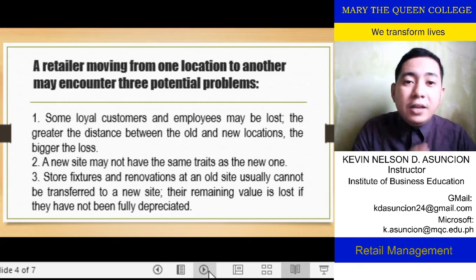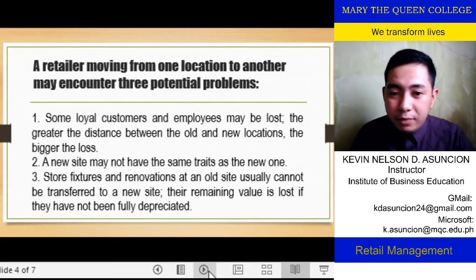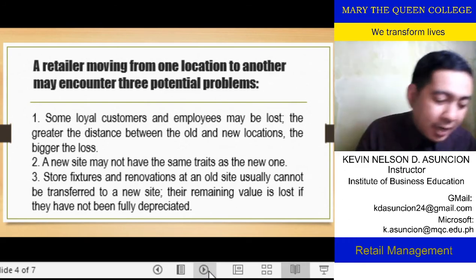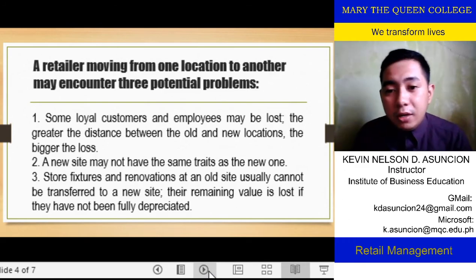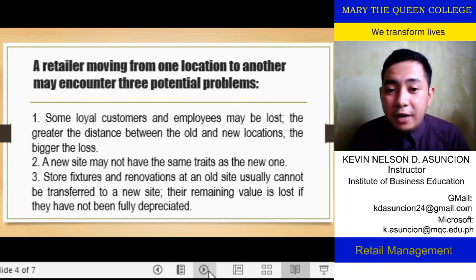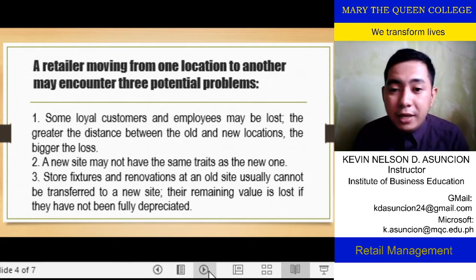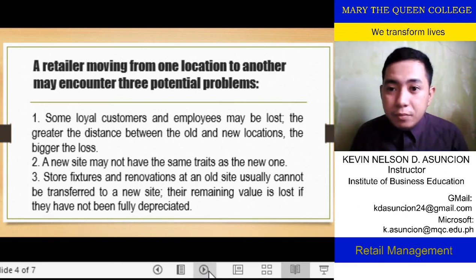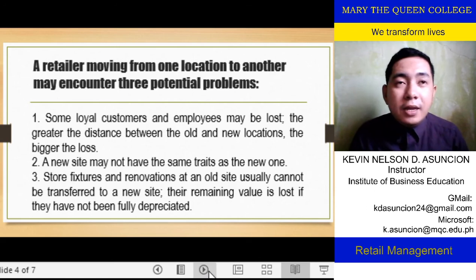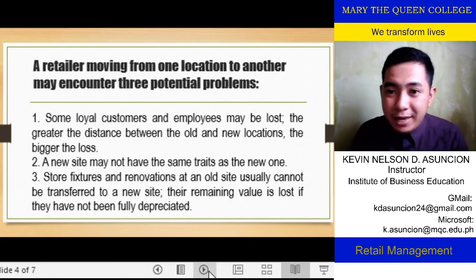A retailer moving from one location to another may encounter three potential problems when they move without careful thought. First, some loyal customers and employees may be lost. Why did you move? You moved a little farther away. Remember, place is subjective. There are people who want to go to certain places just to get a product.